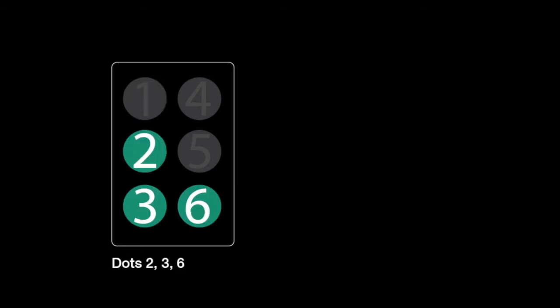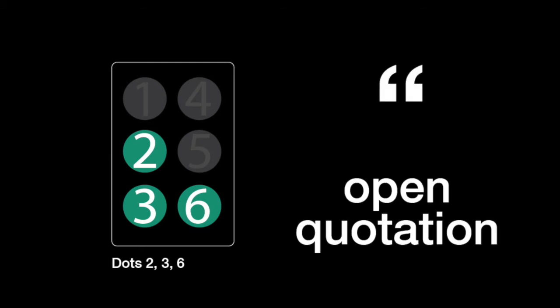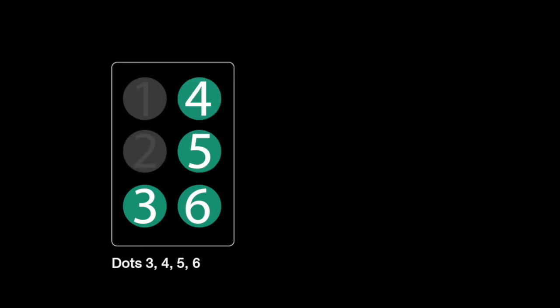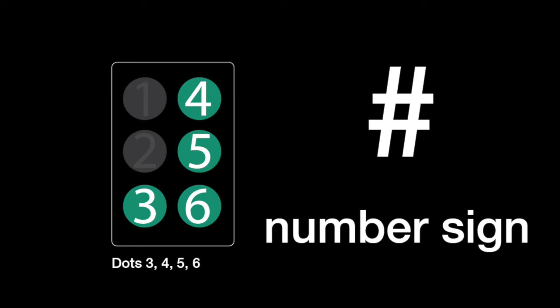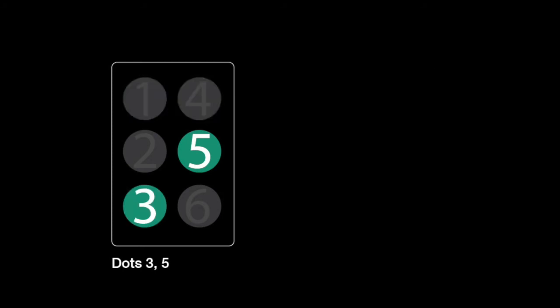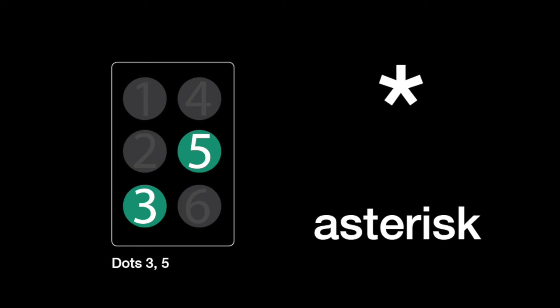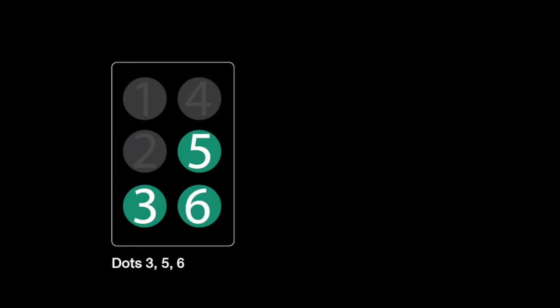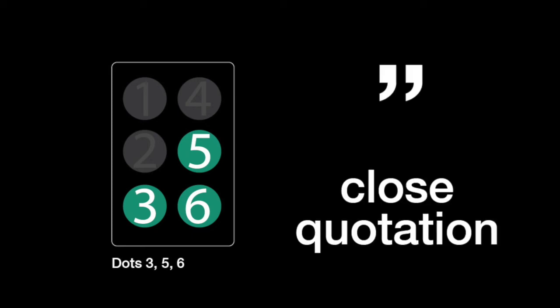Dots 2, 3, and 6. Open quotation mark is dots 2, 3, and 6. Dots 3, 4, 5, and 6 plus dots 1, 4, and 5. 4 is a number sign, dots 3, 4, 5, and 6 plus D, dots 1, 4, and 5. Dots 3 and 5. An asterisk is dots 3 and 5. Dots 3, 5, and 6. Close quotation mark is dots 3, 5, and 6.